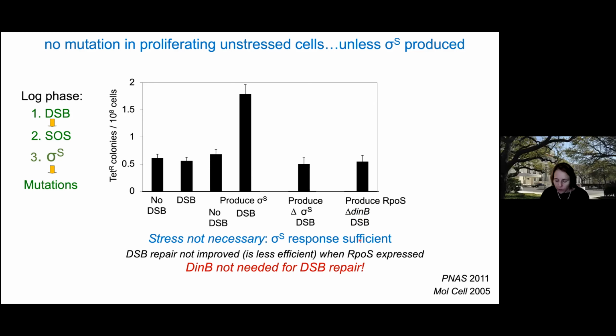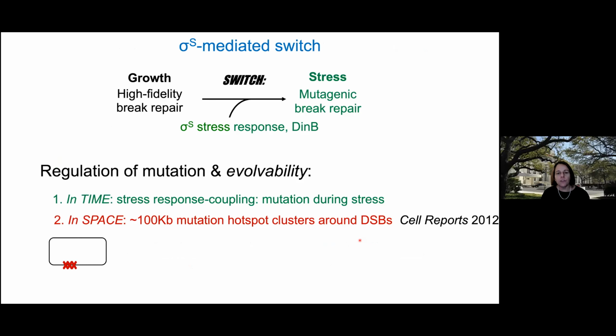So what all of this means is that there's a switch that I don't want to say normally because I think stress might be kind of normal. In unstressed cells, there's double-strand break repair by recombination, and it's high fidelity, low error rate. But under stress, we get a switch caused by the activation of the sigma S response that allows mutagenic break repair. And all of this means that cells that are in an environment that they're poorly adapted to can actually increase their ability to evolve. I'm not showing you data, but you may wonder, are the mutations near the double-strand break site? And the answer is yes, within about 100 kilobases around it.